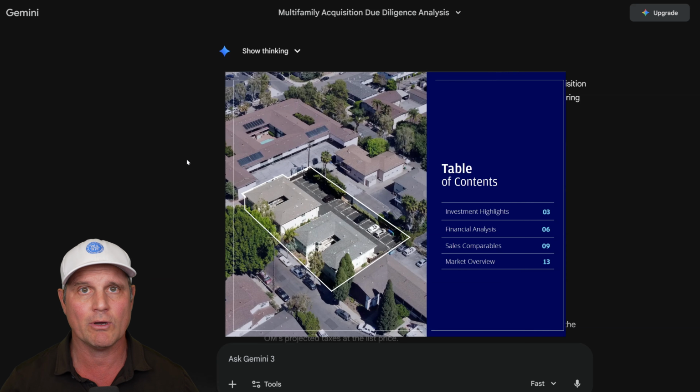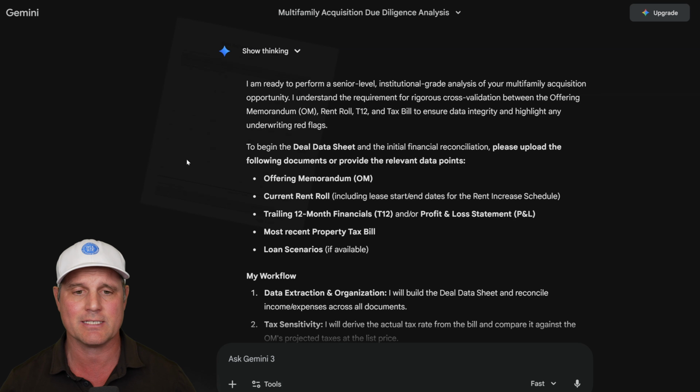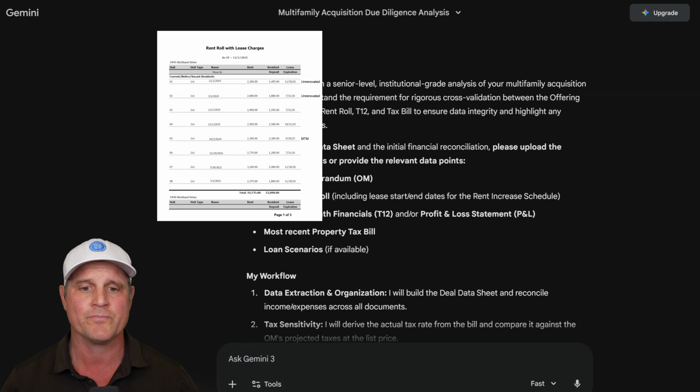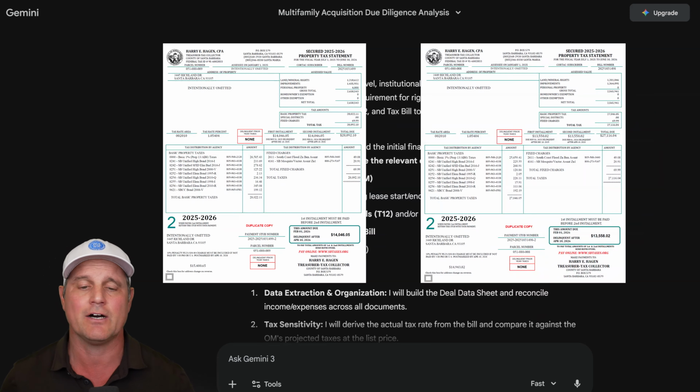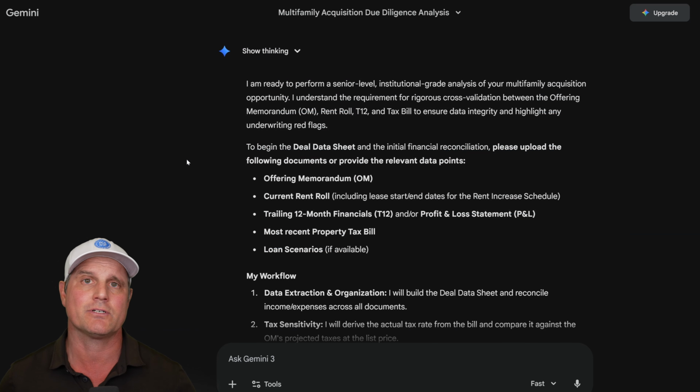So I had the OM from the listing. I reached out to the listing agent, got the current rent roll, got a T12, and the other important thing is the property tax bill. This is in Santa Barbara. I was able to download a PDF of the two property tax bills. Why two? Well, this is actually a property that has two separate addresses and APNs. I want the property tax bill so I can calculate the property taxes accurately.